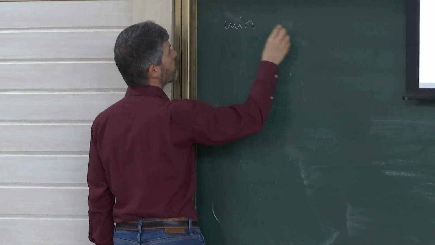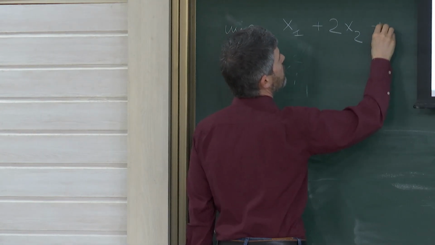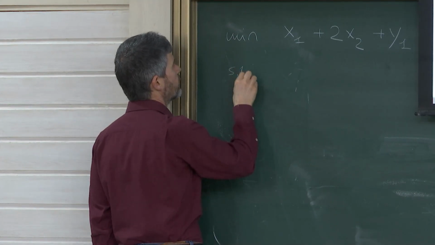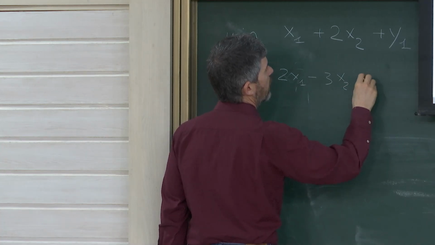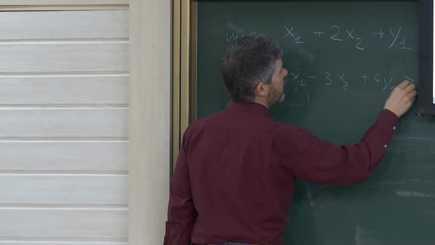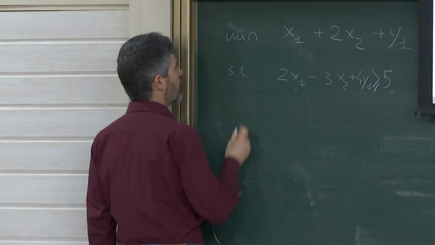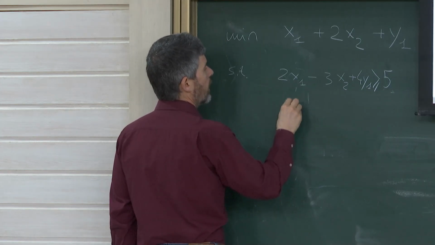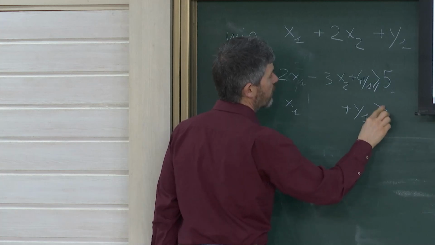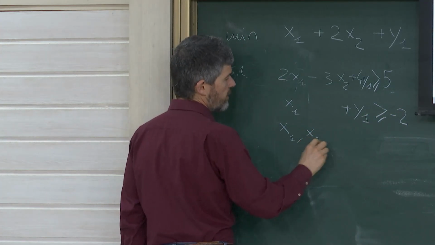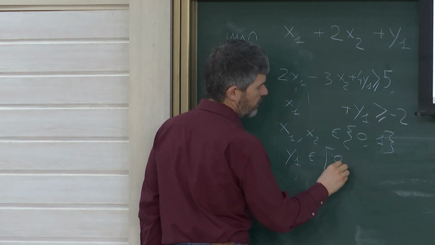So we want to minimize x1 plus 2x2 plus y1, subject to 2x1 minus 3x2 plus 4y1 greater or equal than 5. And then just one more constraint: x1 plus y1 greater or equal than minus 2. x1 and x2, as I said before, are binary. y1 is between 0 and 1.